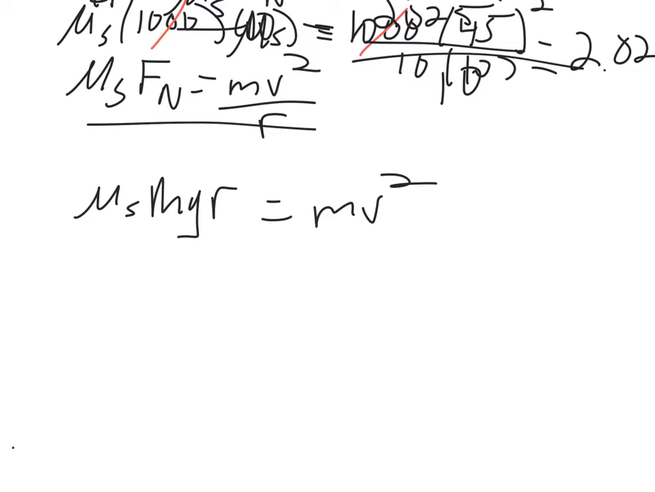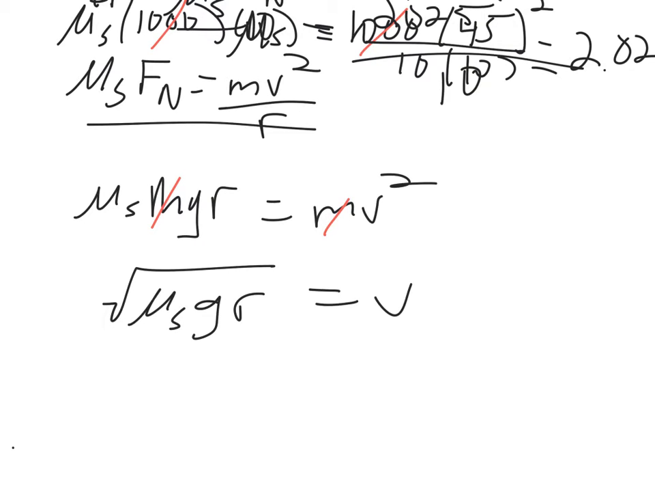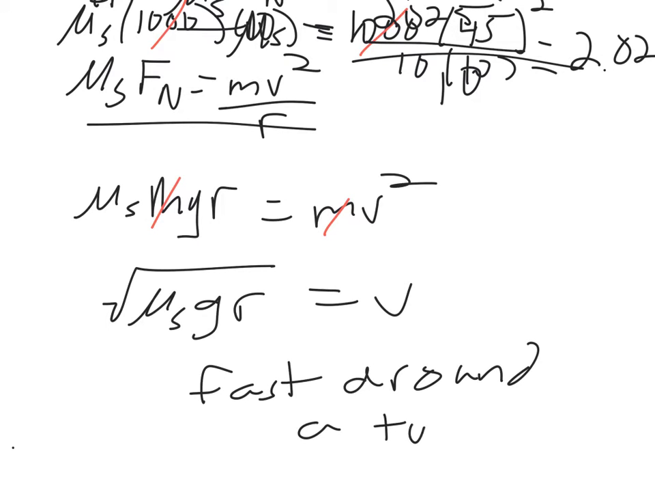These m's cancel out just like they did before. So I am left with the square root of mu sub s times g times r. That is the fastest speed. So this is the fastest I can go around a turn. Based on whatever that mu sub s is and whatever the radius is, that limits how fast I can go without slipping out of that circular motion.